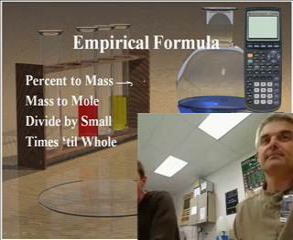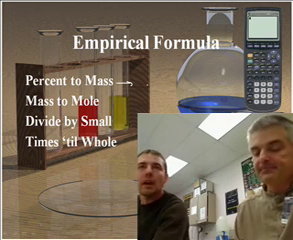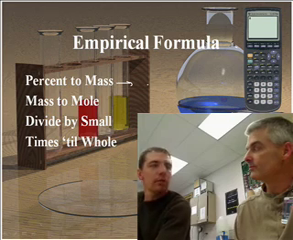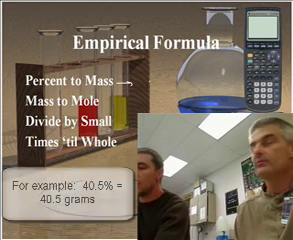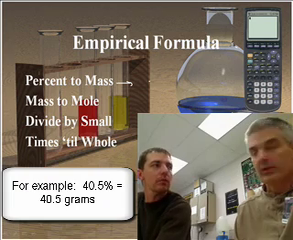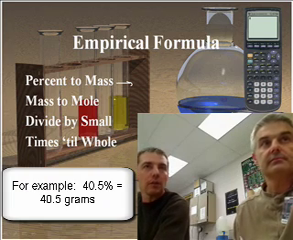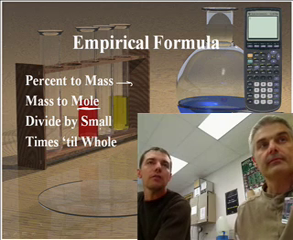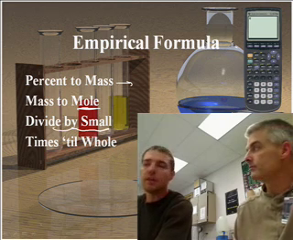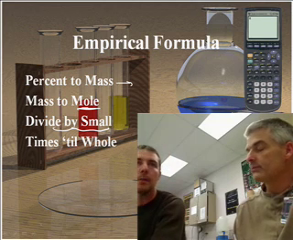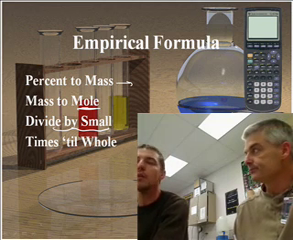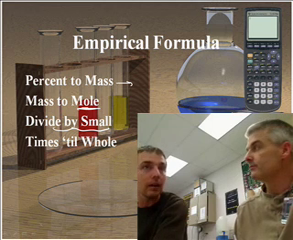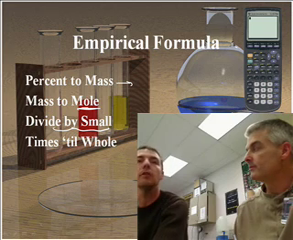Percent to mass. A lot of times these will be given to you as percentages. We're going to assume we have a 100-gram sample, so we just turn those percentages directly into grams. No conversions, you just change the percent sign into grams. Then we convert mass to moles using the molar mass. Then divide by the small: whichever of those moles is smallest, we divide them all by that number. And if those are not whole numbers, which sometimes they are, sometimes they're not, we multiply by a number to get them all to be whole numbers.